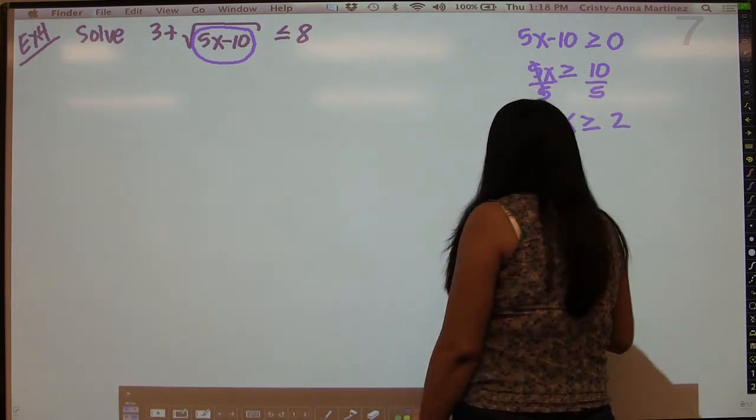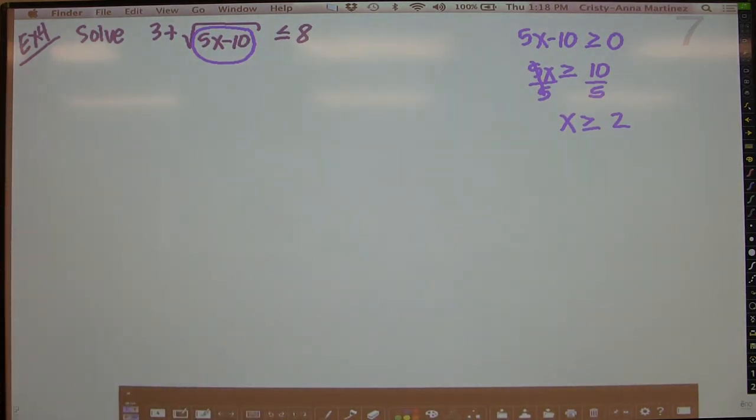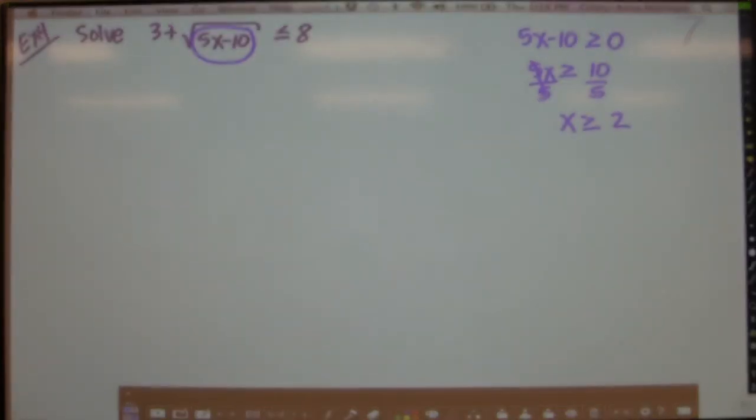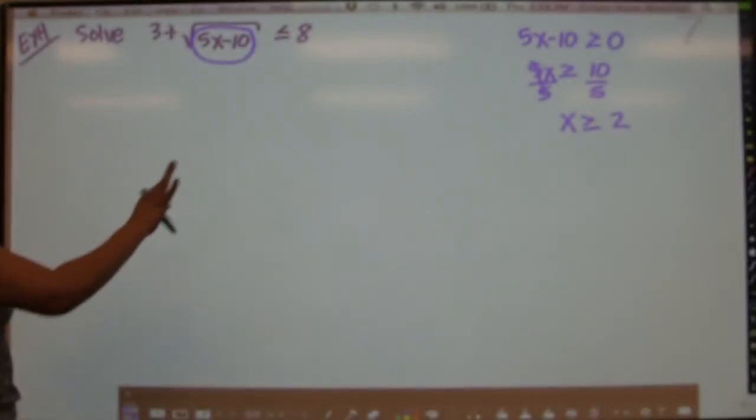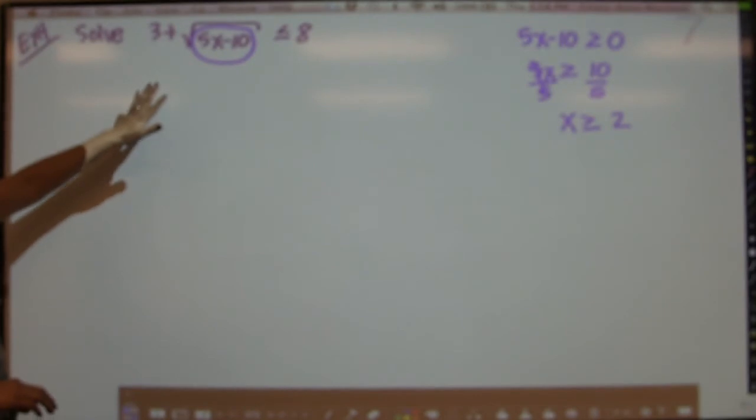So x has to be greater than or equal to 2. Already, before we've even solved for x here, the domain is going to restrict us to only allowing x's to be greater than or equal to 2. All right, so that's part of our solution, even though we haven't really gotten started with this actual equation over here at all.